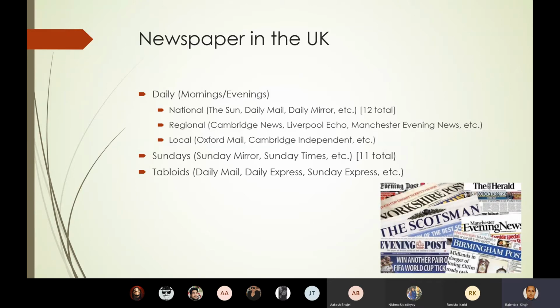Apart from the daily newspapers, there are also Sunday newspapers in the UK, and Sunday newspapers are equally popular amongst the people in the UK. There are a total of 11 Sunday newspapers that come out every Sunday, of course, in the UK. Examples of Sunday newspapers are Sunday Times, Sunday Mirror, etc. 11 altogether.